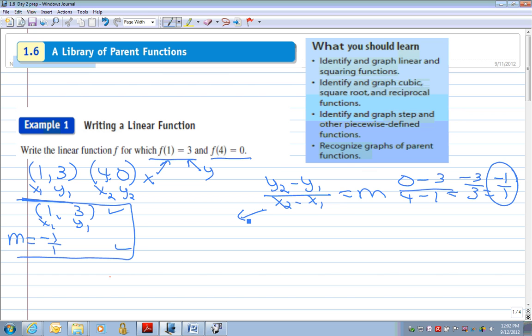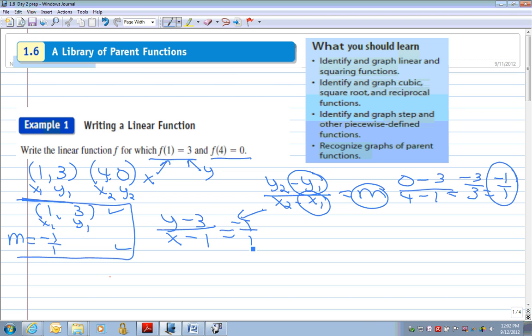And now I only have my y1, my x1, and my slope. And I'm going to substitute that in. So I'm going to go y sub 2, which I don't have, minus 3, because that's my y sub 1, over x sub 2, which I don't have, but minus 1, because that is my x sub 1. And now I know it equals a slope of negative 1 over 1. And now you'll simply cross multiply to solve.